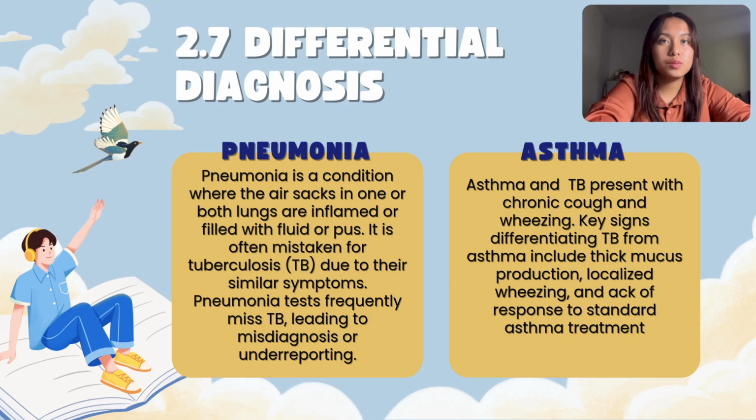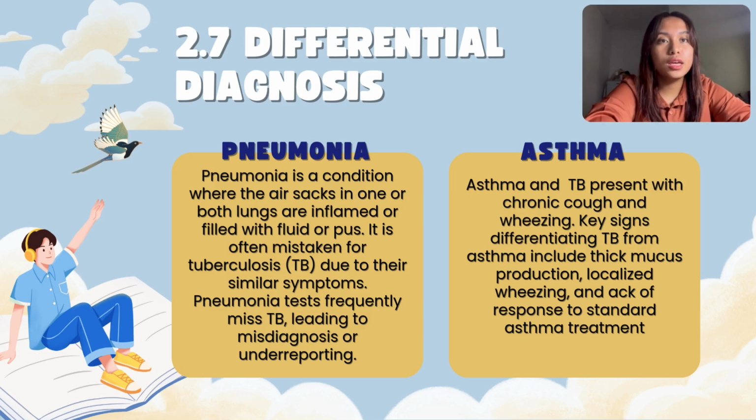And then the second one is asthma. Asthma is a chronic inflammatory condition with shortness of breath, coughing, and wheezing. Both asthma and TB can present with chronic cough and wheezing, but the wheezing in TB is usually monophonic and caused by intraluminal obstruction. TB symptoms often resemble those of asthma, making misdiagnosis possible, especially when the chest X-ray appears normal.